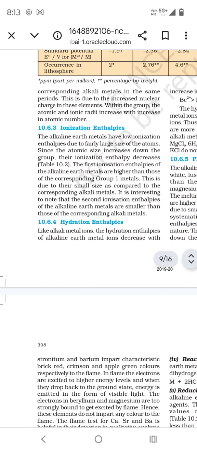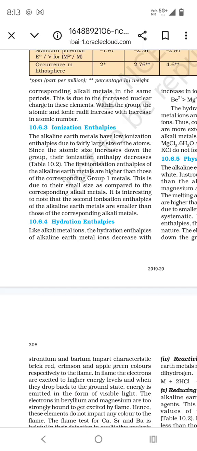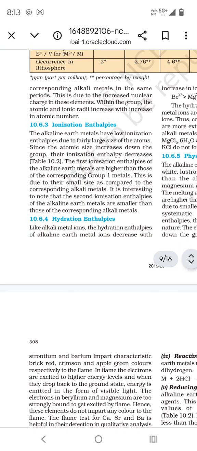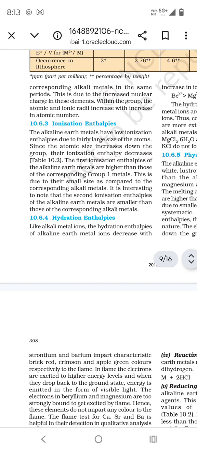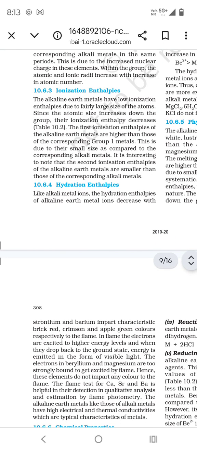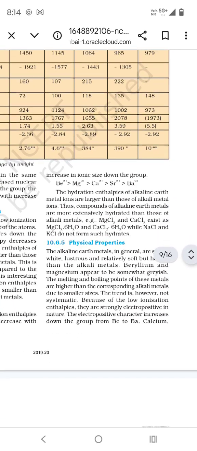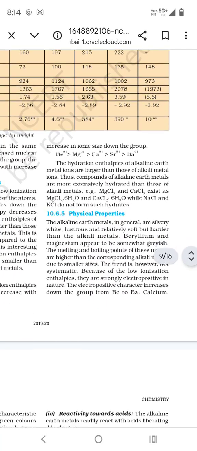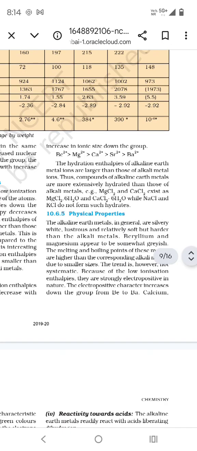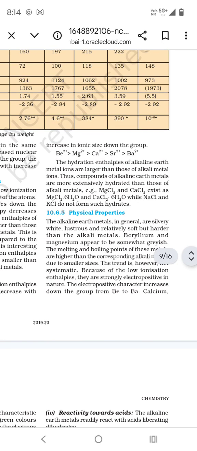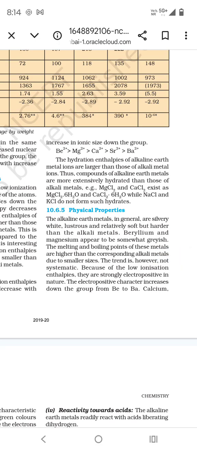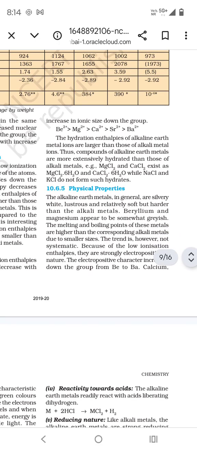Ionization enthalpy. The alkaline earth metals have a low ionization enthalpy due to the fairly large size of their atoms. Since the atomic size increases down the group, the ionization enthalpy decreases. Hydration enthalpy. Like alkali metal ions, the hydration enthalpy of alkaline earth metal ions decreases with increasing ionic size down the group. The hydration enthalpies of alkaline earth metal ions are larger than those of alkali metal ions. Thus, compounds of the alkaline earth metals are more extensively hydrated than those of alkali metals.